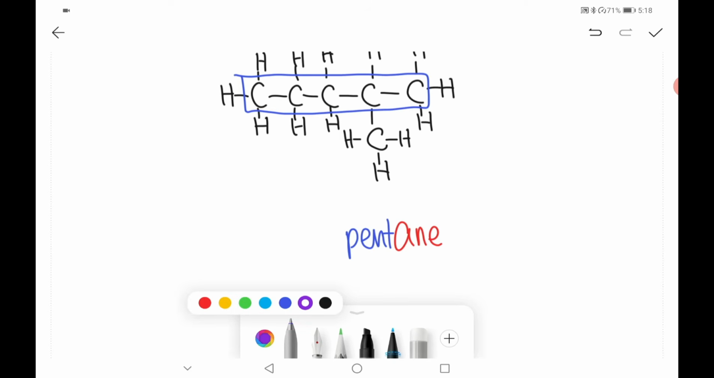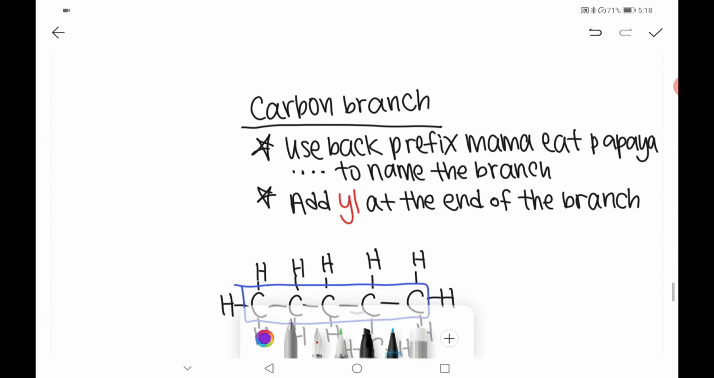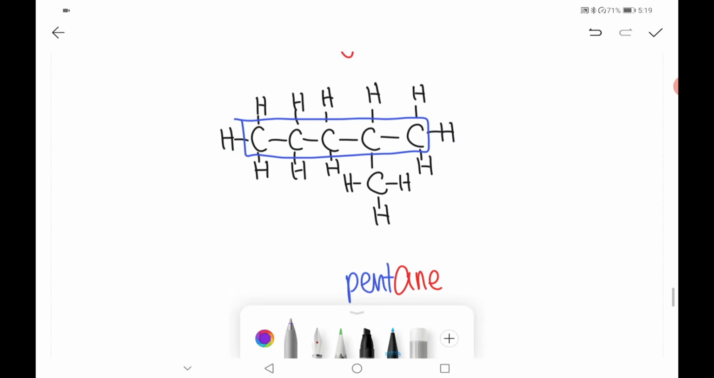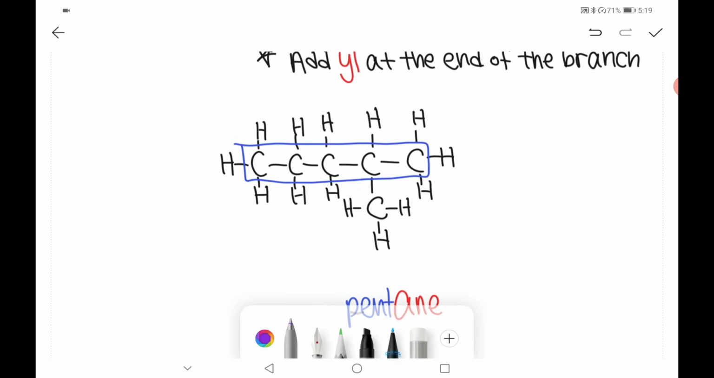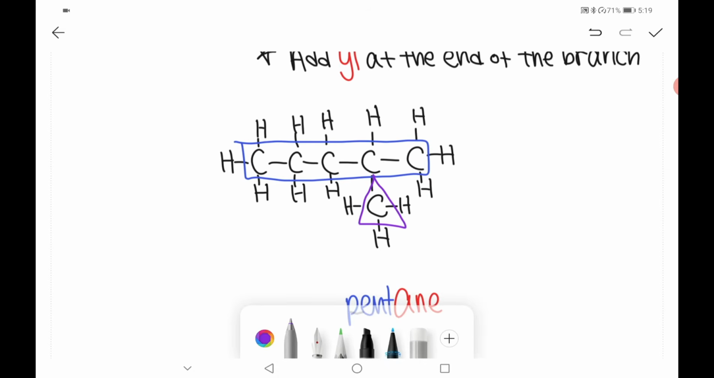So next thing, we have to double check, is there any branch? After we find the backbone, now we need to find the branch. Do we have a branch? Yes. Anything not inside the backbone is a branch. So this carbon is not inside the backbone, so this carbon is a branch. And this branch is a carbon branch.